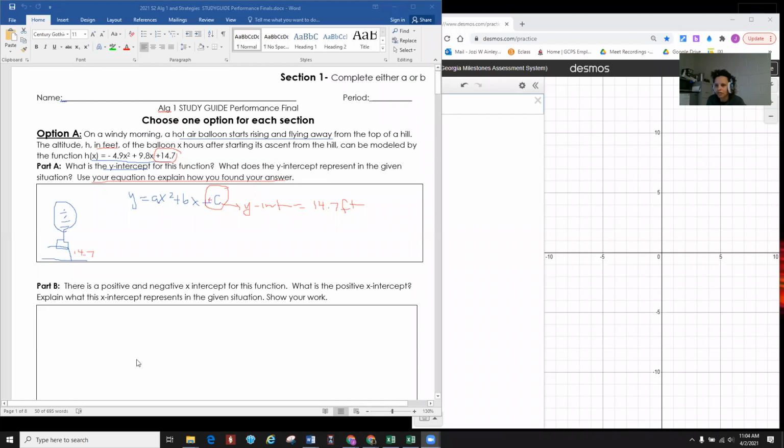There's a positive and negative x-intercept for this function. What is the positive x-intercept? Explain what the x-intercept represents in this situation. Show your work. Okay, so there are several ways that you can do this.